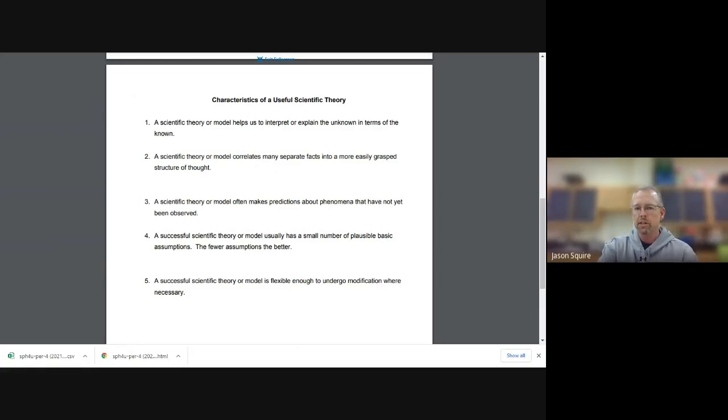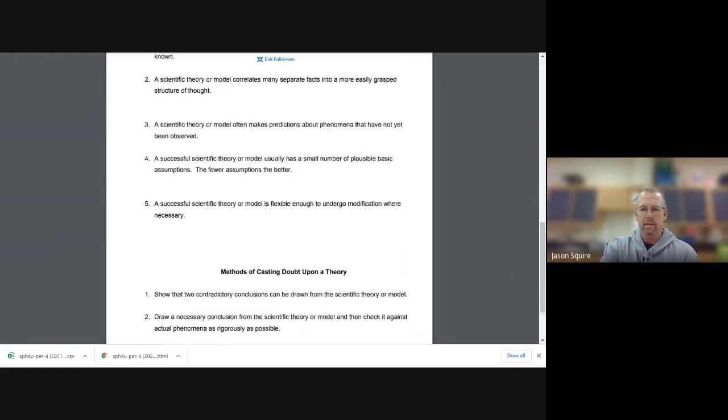A good scientific theory takes the separate facts and puts them into a more easily grasped structure for us. So it helps organize and explain stuff, and makes predictions about phenomena that have yet to be observed. So the one that's going to come up is the speed of light. Well, we had no way of actually figuring out what the speed of light was back in the day, but the different models would make predictions about that speed of light, even though we didn't have a way to measure it.